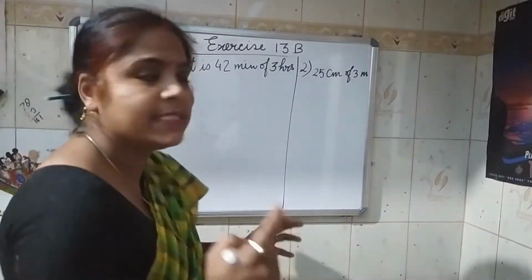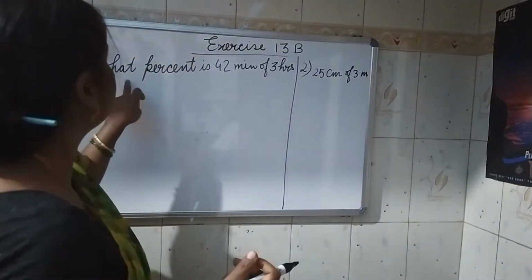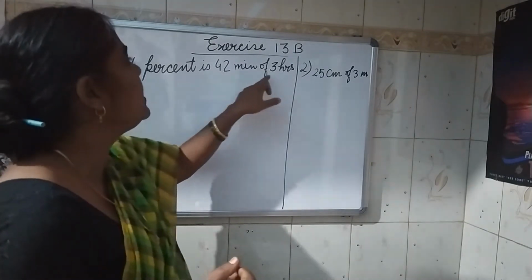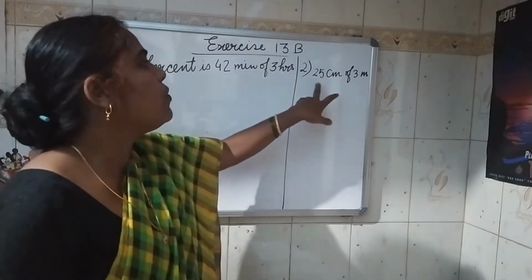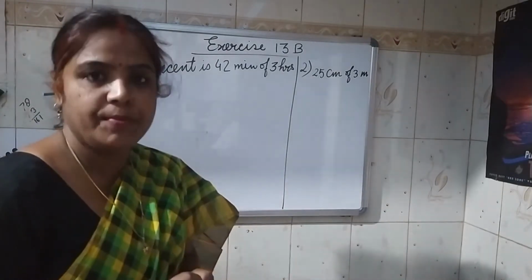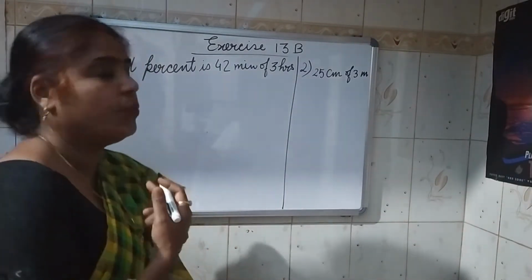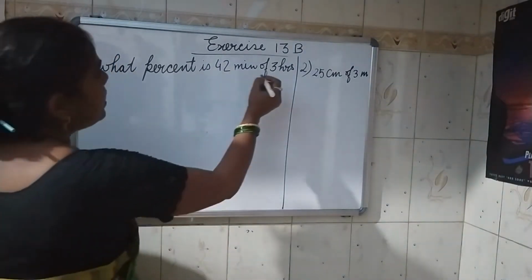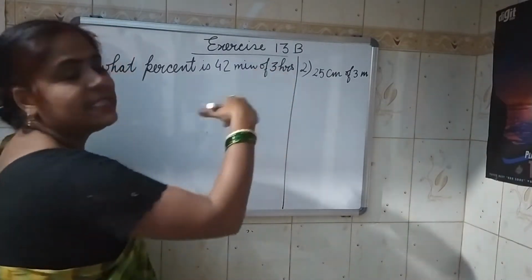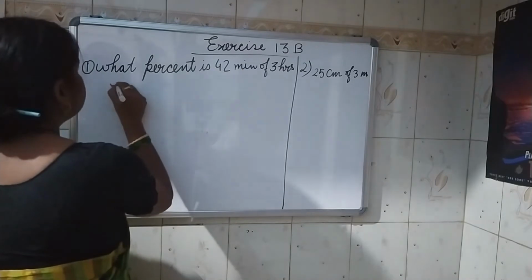Now I am switching to the second topic, and that topic is: what percentage is 42 minutes of 3 hours, or 25 centimeter of 3 meter. If this type of question comes, what to do? In this way, we consider the big amount as the total amount. So the total is given here.